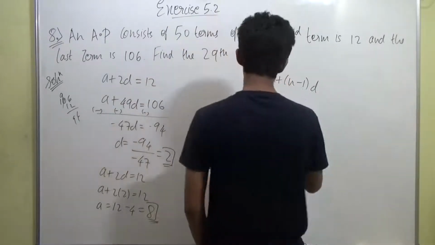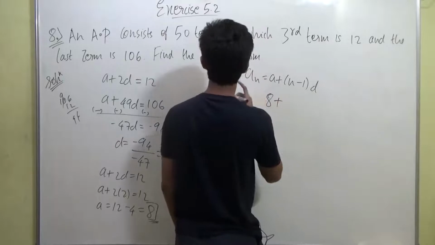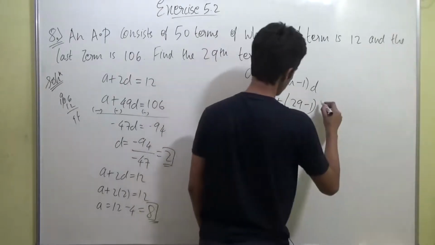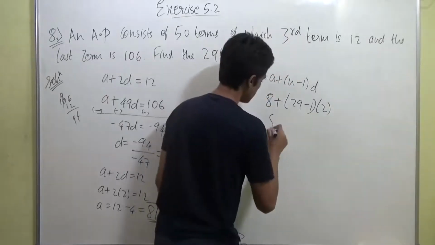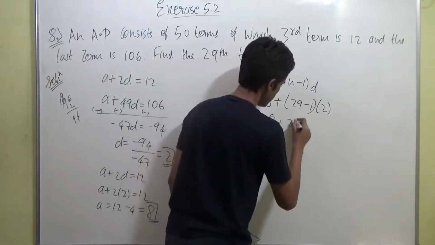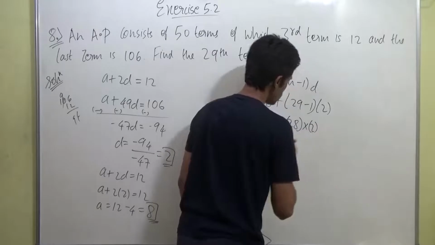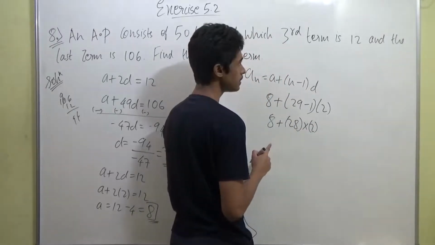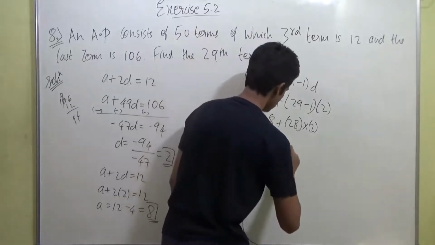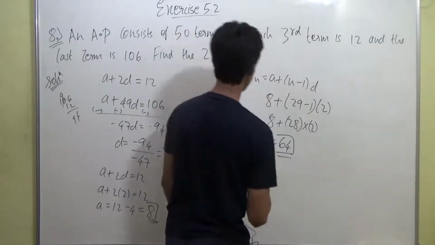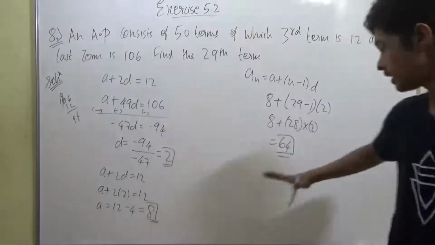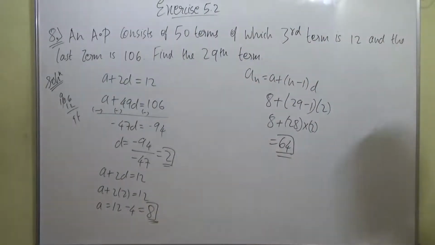A is 8, so it is 8 plus 29 minus 1 into d. D is 2. So this is going to become 8 plus 28 into 2. 28 into 2 is 56. 56 plus 8 is 64. Getting it, guys? So the 29th term in this AP is 64. As simple as that, guys.